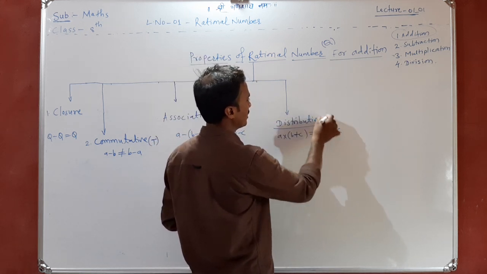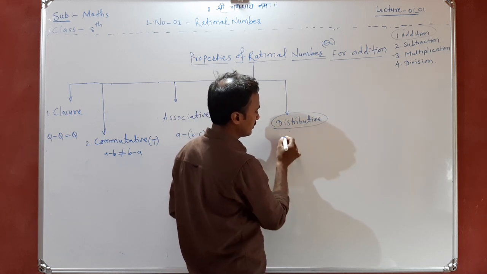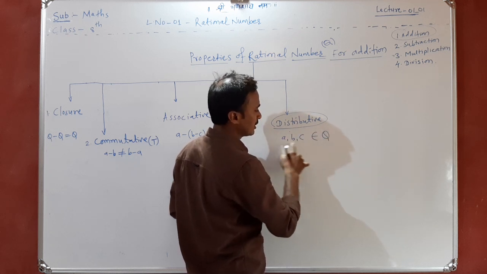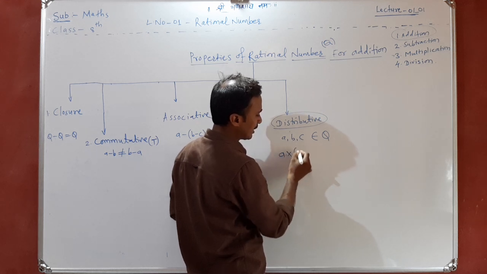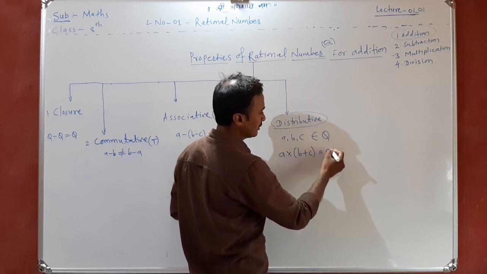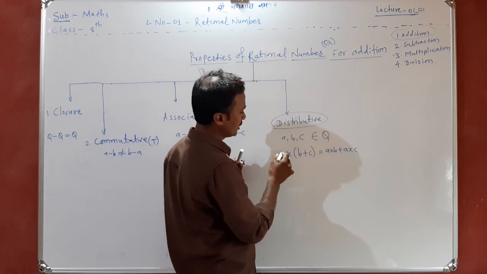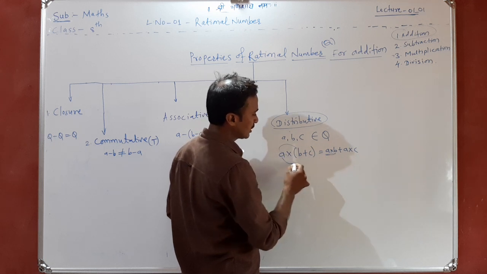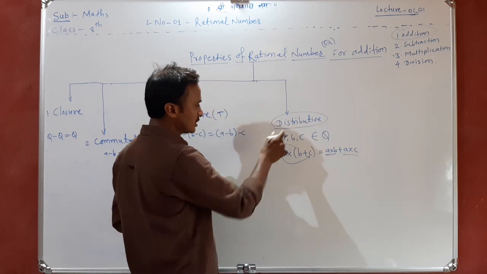In the properties of rational numbers for addition, one more property remains, that is the distributive property. Now if A, B, C belong to Q, meaning these three are rational numbers, then A multiplied by (B plus C) is equal to A into B plus A into C. What happens here is that A gets multiplied with B one time, that is AB, and A gets multiplied one time with C, that is AC. This is the distributive property.